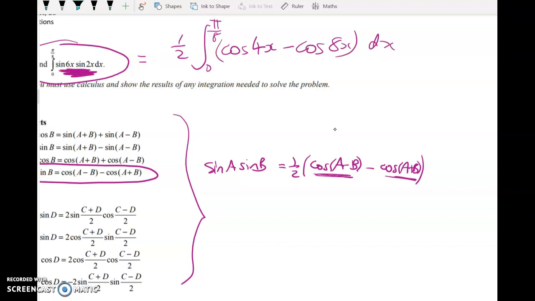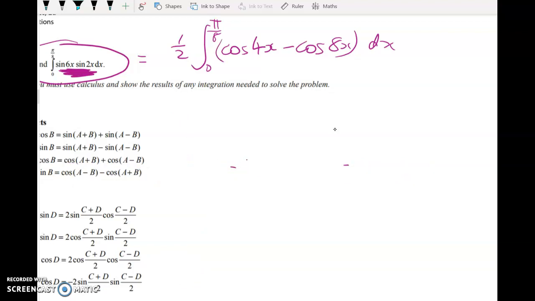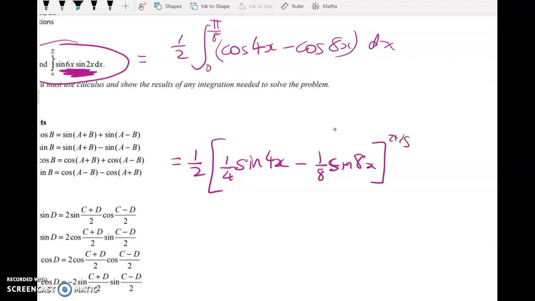So now we've got a very, very simple trig integral. We'll just get rid of this and work it out down here. So my integral is this. It's 1/2 of 1/4 sine 4x minus 1/8 sine of 8x between pi on 8 and 0. So just be careful substituting in your limits.